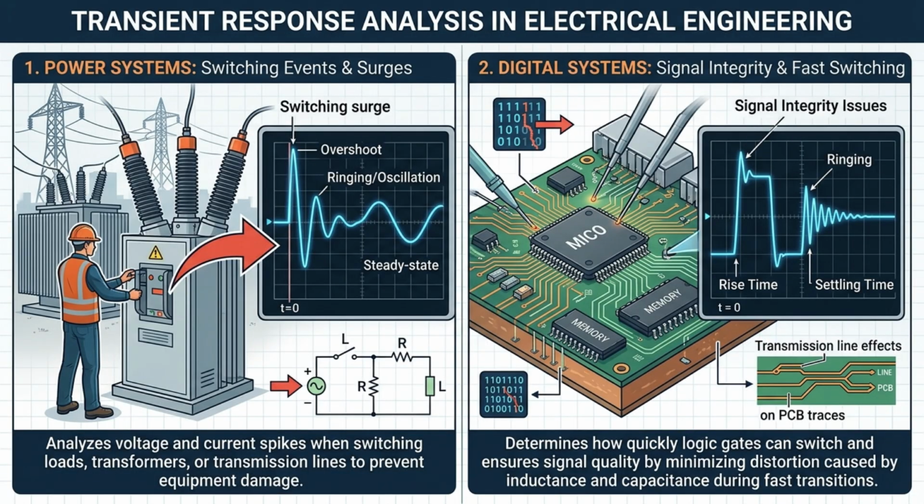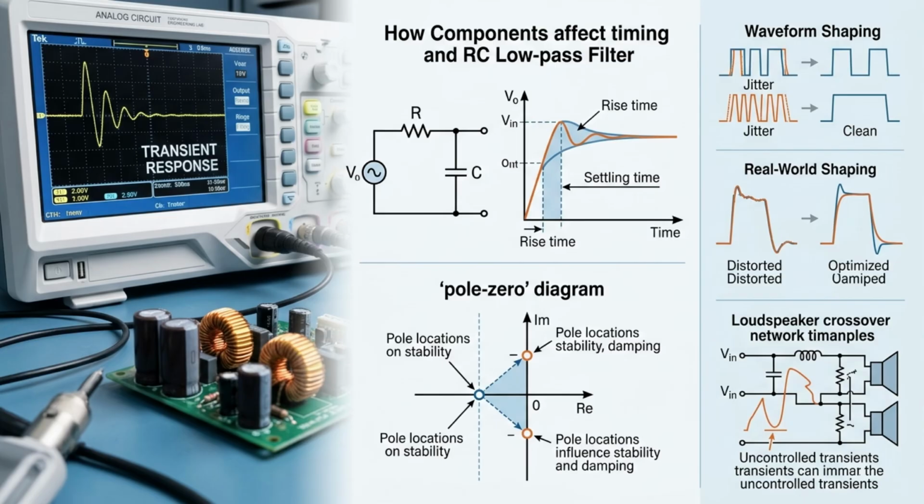Transient response analysis is critical in almost every area of electrical engineering. In power systems, it helps engineers understand what happens when devices are switched on or off. In digital systems, it determines signal integrity during fast switching operations. In analog circuit design, transient behavior affects timing circuits, filters, and waveform shaping networks.